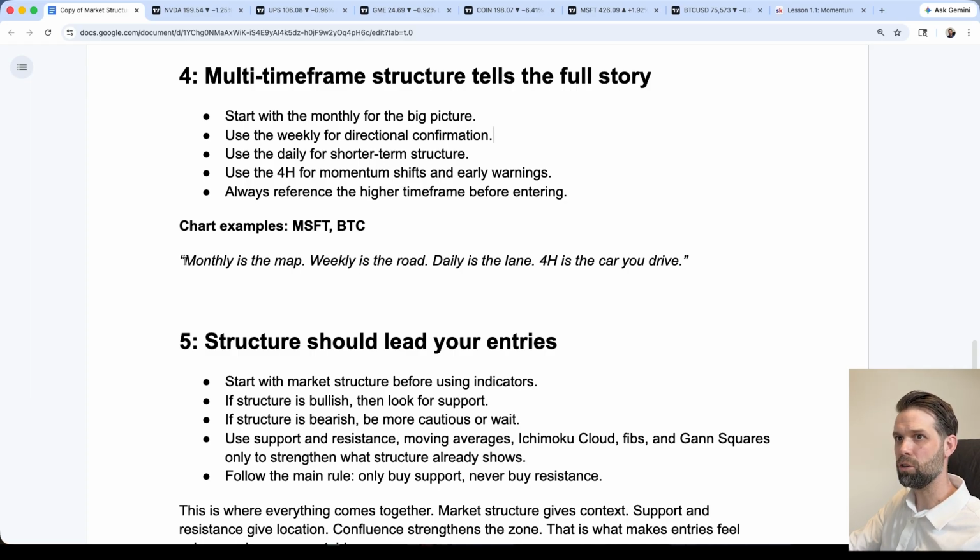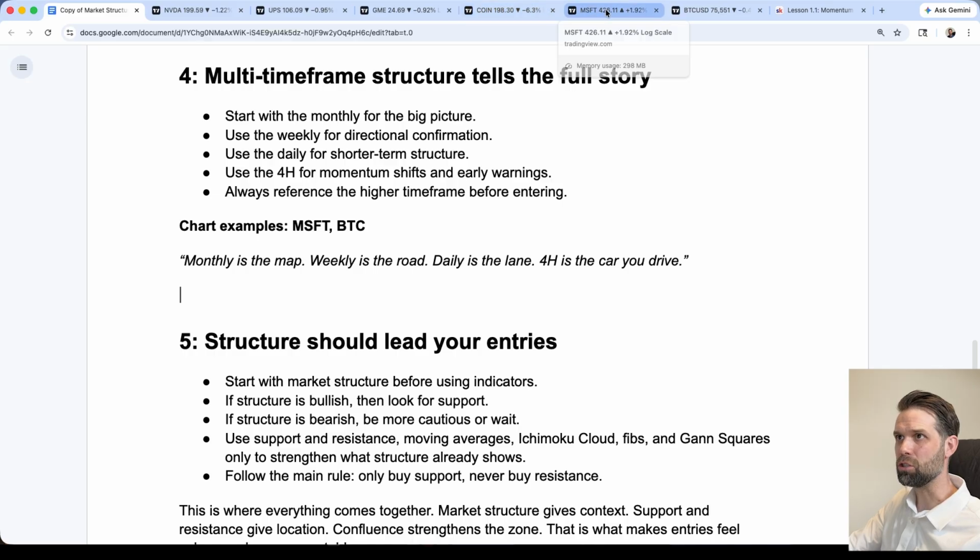So you can view the market structure in this way where the monthly is the map, the weekly is the road, the daily is the lane, and the 4-hour time frame is the car that you drive. If you're ever worried about a stock, just check the monthly. And if the monthly market structure is still intact, then it's probably doing okay from a high time frame structure.